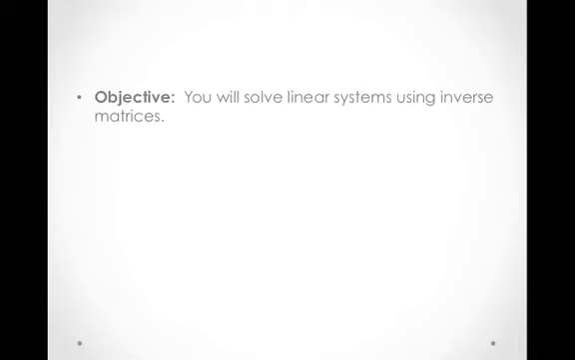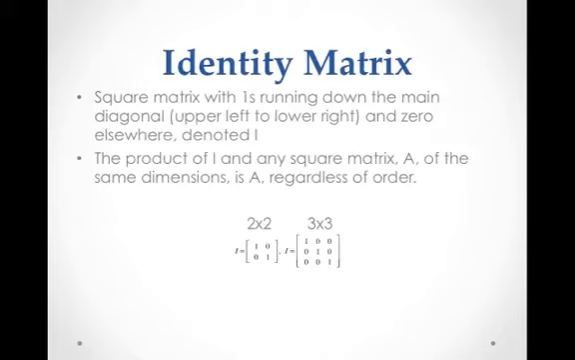So our objective overall is that you will solve linear systems using inverse matrices, but the first thing we have to do is define an inverse. And before even that, we've got to talk about the identity matrix. An identity matrix is a square matrix with ones running down the main diagonal. Remember, that's the upper left to lower right, and 0 elsewhere, and it's denoted as I.